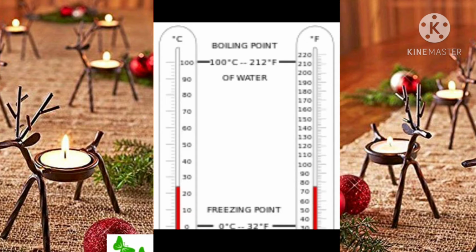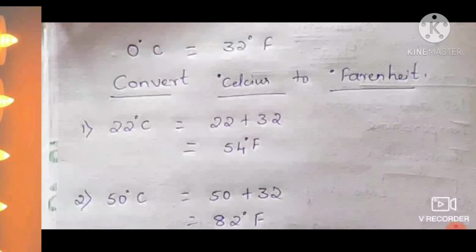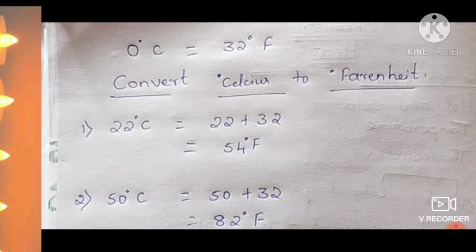If we consider 50 degrees Celsius, then when we want to convert it into Fahrenheit, we just have to add 32. So 50 plus 32 is equal to 82 degrees Fahrenheit. When 0 degrees Celsius is equal to 32 degrees Fahrenheit, then it is obvious that if we add 32 to any degree Celsius, we will get the degree Fahrenheit.